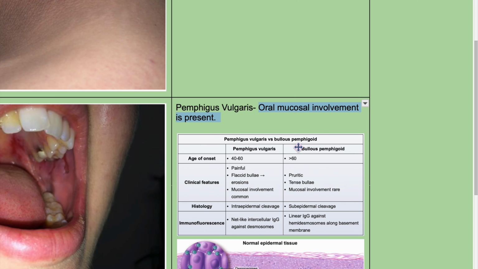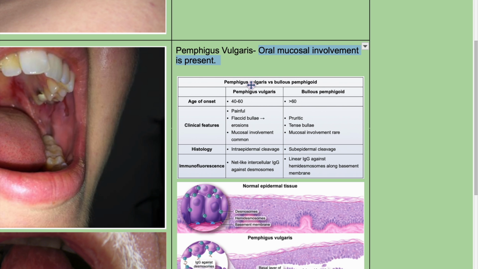So here we have this little nightmare from Step 1. Pemphigus vulgaris versus bullous pemphigoid. So for vulgaris, age of onset is 40 to 60. Clinical features are painful, flaccid bullae, which lead to erosions. Mucosal involvement is common. Histology is intraepidermal cleavage, and immunofluorescence shows net-like intercellular IgG against desmosomes.